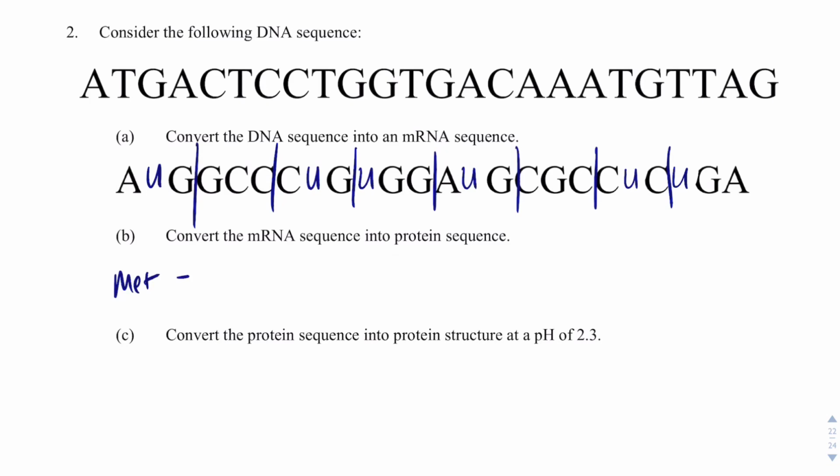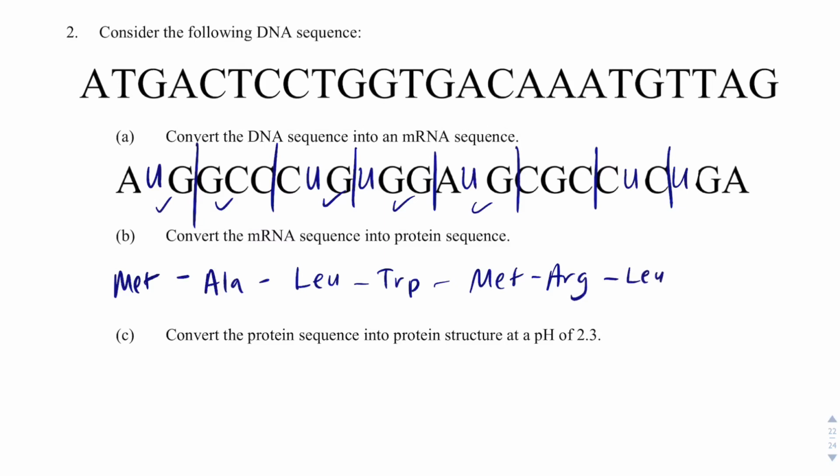GCC is alanine, ALA. CUG is leucine, LEU. UGG is TRP, tryptophan. AUG we know is methionine, we just did that one. CGC is arginine. CUC is leucine. And then UGA, that must be our stop codon. So we have, again, 7 amino acids.